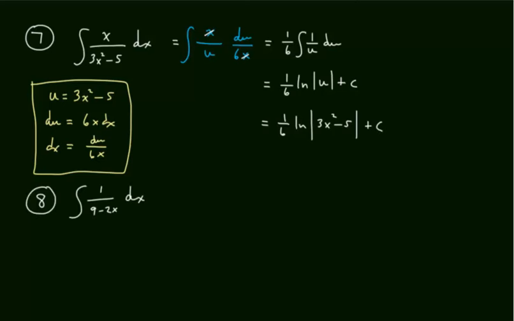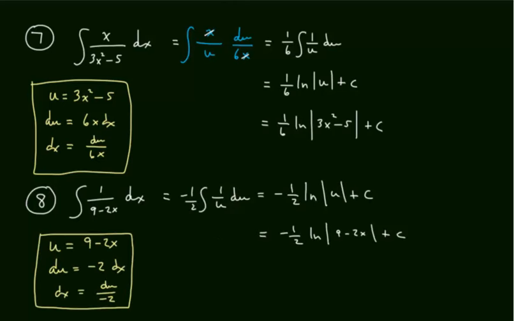Please try number 8, the integral of 1 over 9 minus 2x dx. Do it now, press pause, and I'm going to reveal the solution without talking about it. You should get this one right. And our answer, -1/2 natural log of absolute value 9 minus 2x plus c.